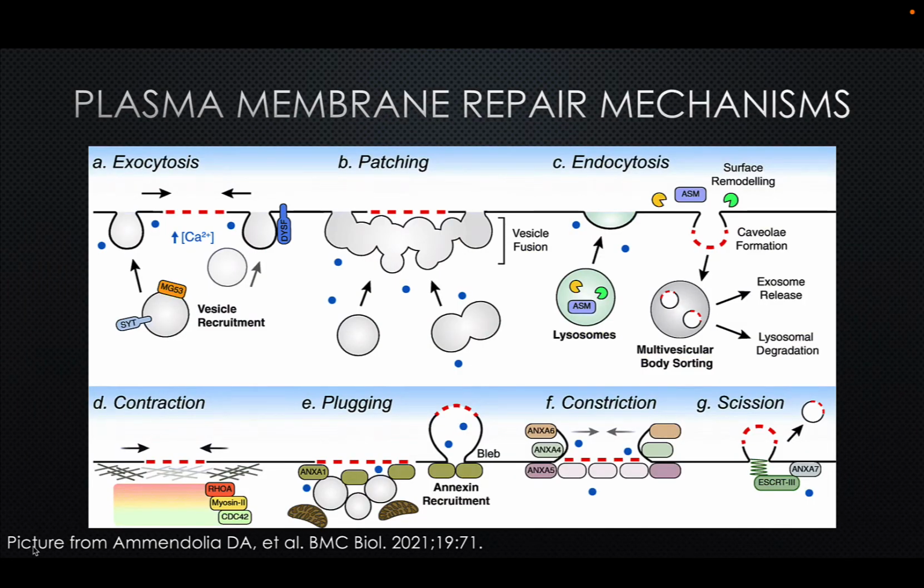Now let's talk about plasma membrane repair pathways. The plasma membrane has many ways to seal a physical breach. This depends on the extent of the damage, and several different pathways often have to cooperatively facilitate wound closure. In this picture, you can see 7 different repair mechanisms, including exocytosis, patching, endocytosis, contraction, plugging, constriction, and scission, which is the cutting out of the damaged portion.